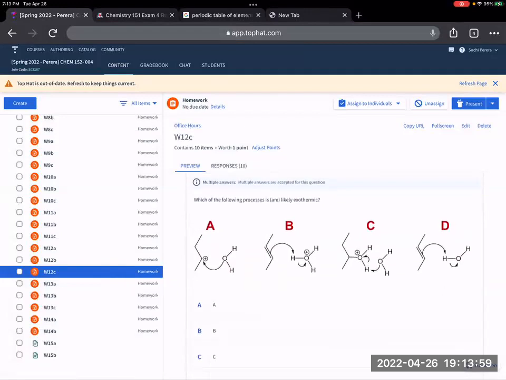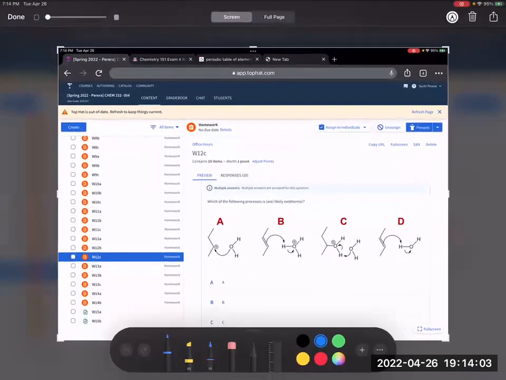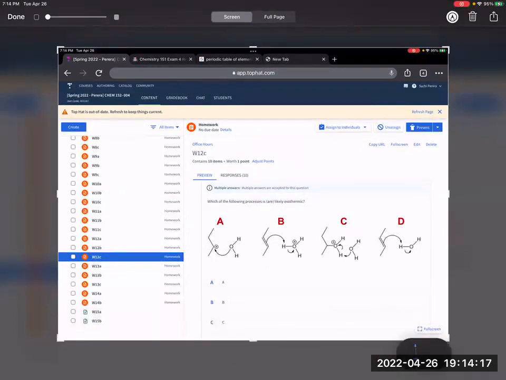Okay, let's try this question. Which of the following processes are likely exothermic? Okay, so now if you have a bond formation, that's going to be an exothermic process. So here we have this is a bond forming arrow. Therefore, this should be an exothermic process.